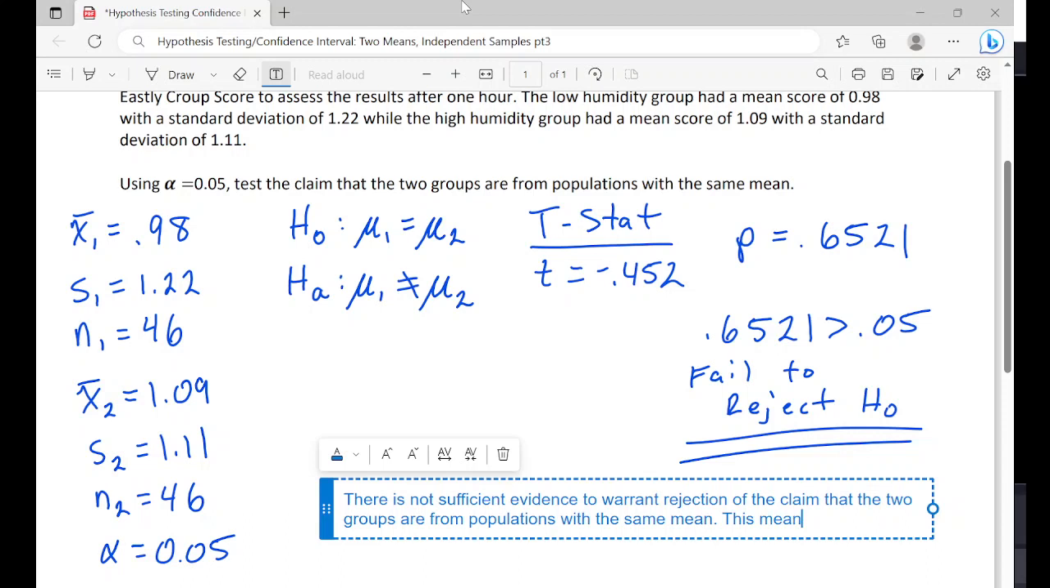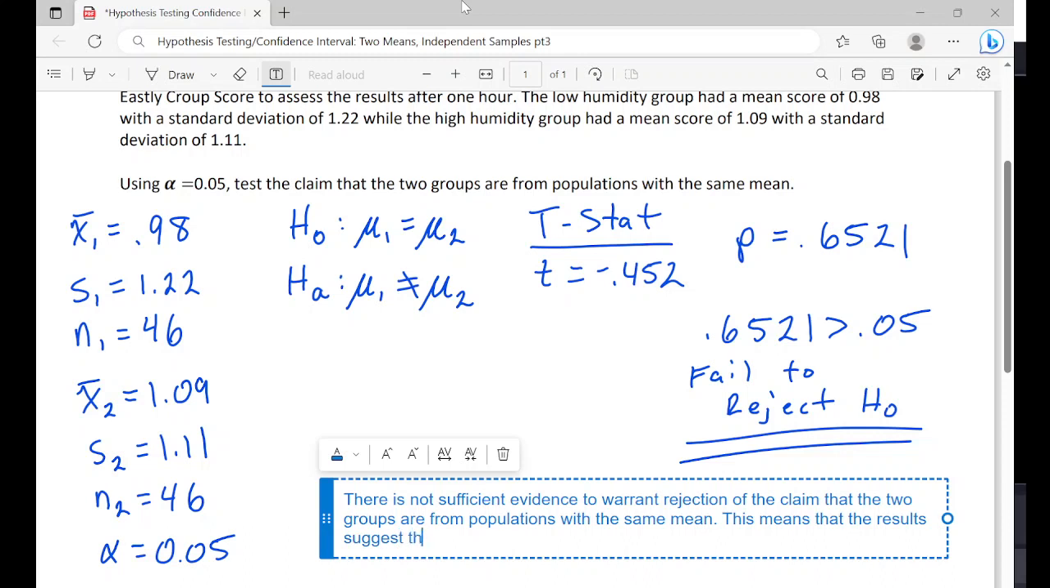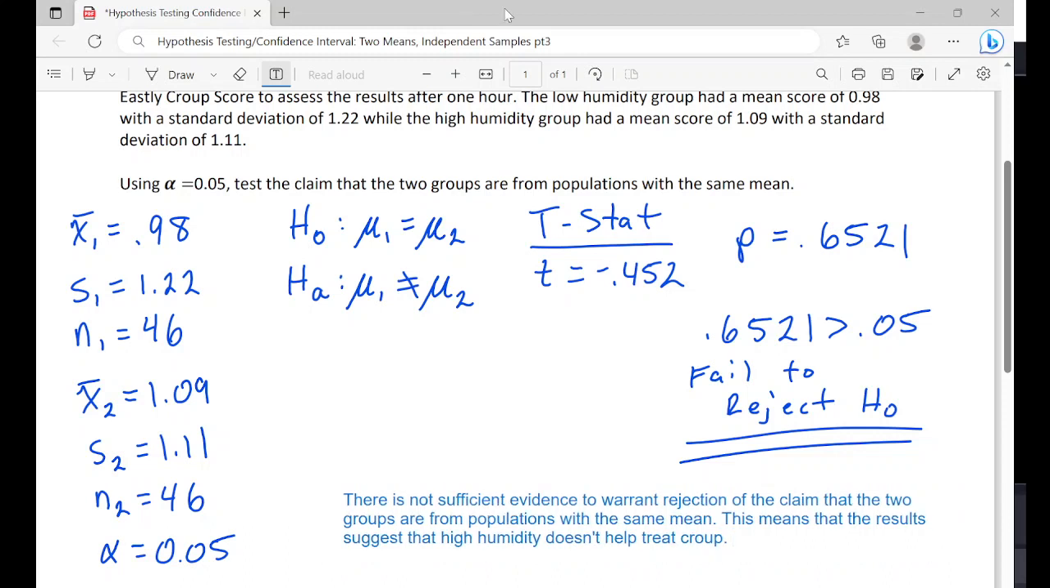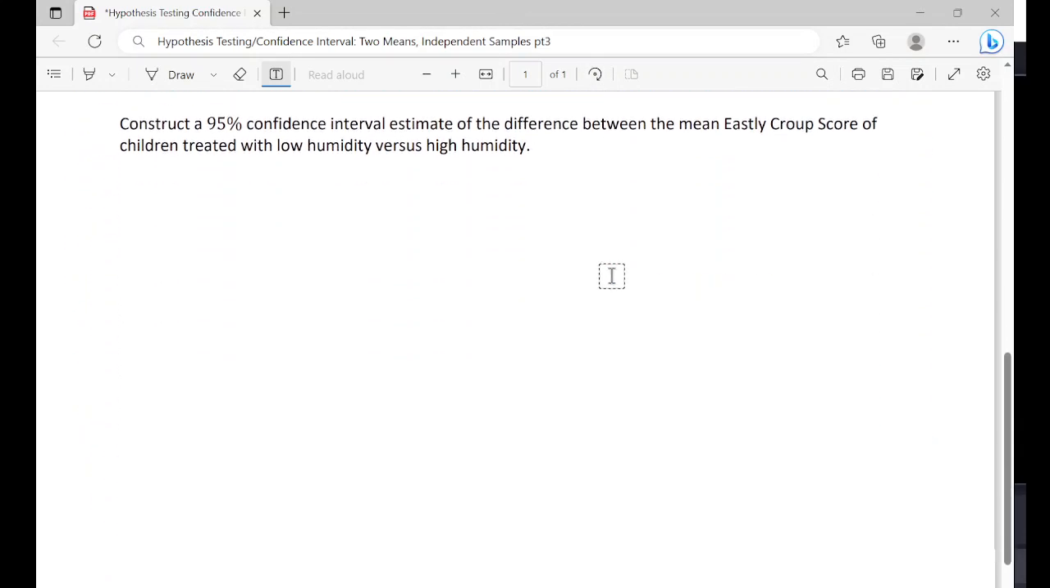Now, what does this mean? This just means that the results suggest that high humidity doesn't help treat croup. Now, what if we were to do a 95% confidence interval to estimate the difference between the mean Eastleigh croup score of children treated with low humidity versus high humidity?